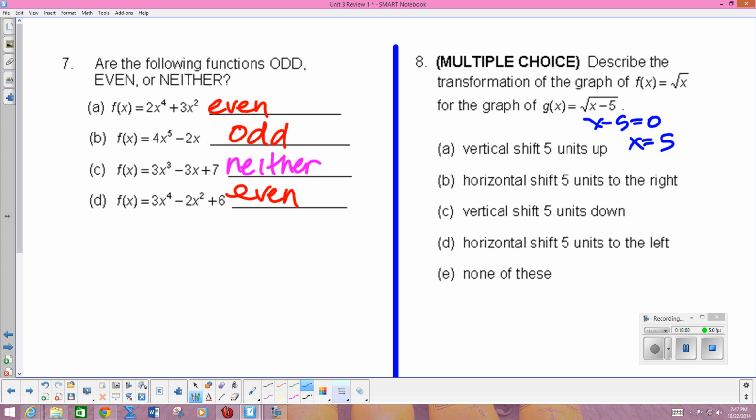Now, instead of saying left or right, on this question, it's horizontal. Horizontal is left or right, and vertical is up and down. And so it's just a change in terminology. And so horizontal is left or right, and in this case, we're going to the right.